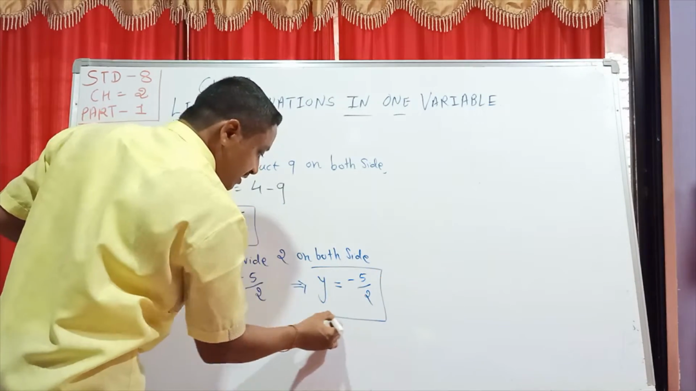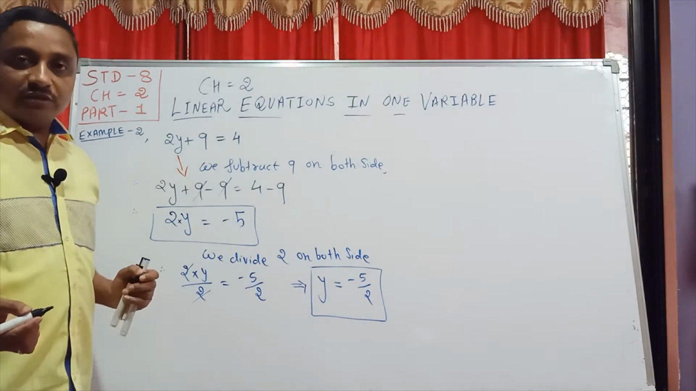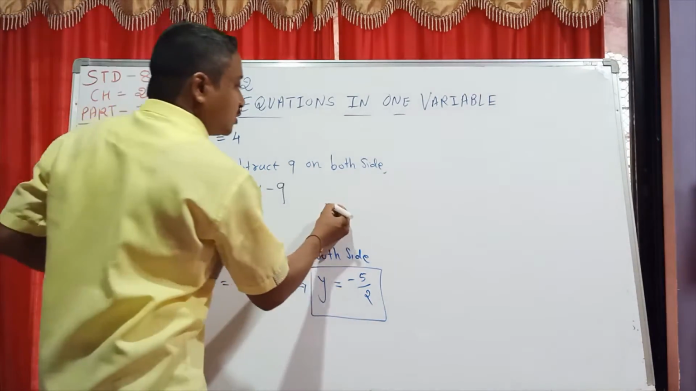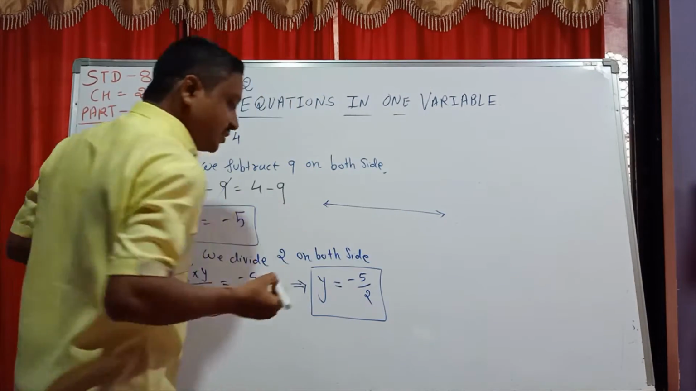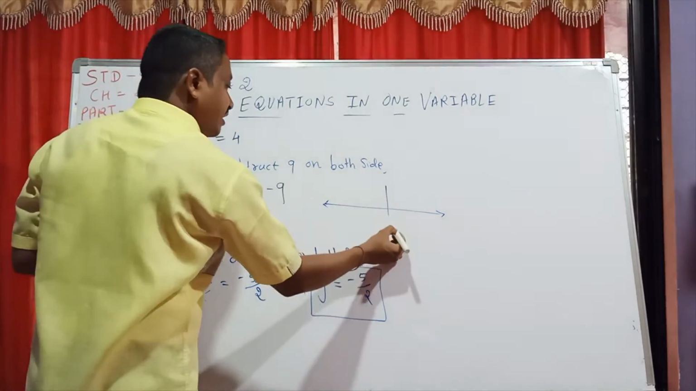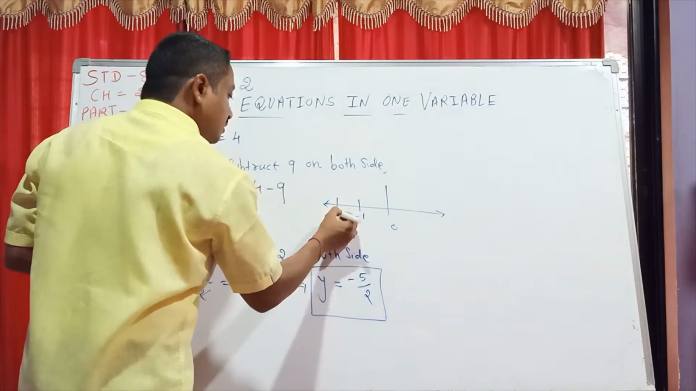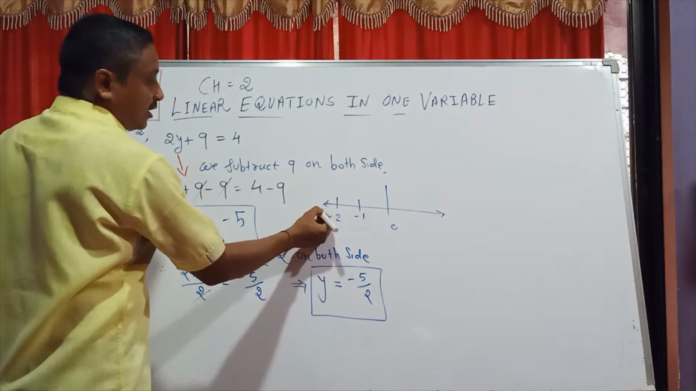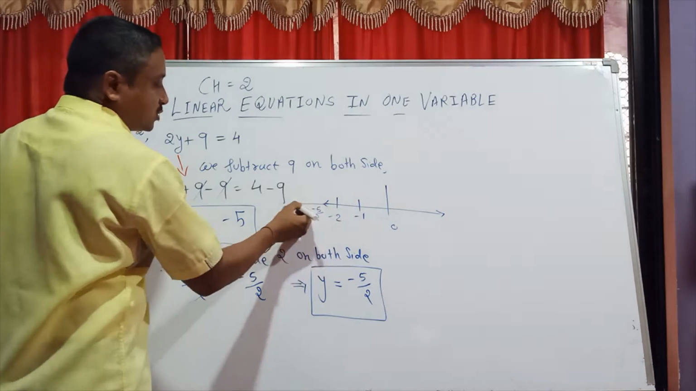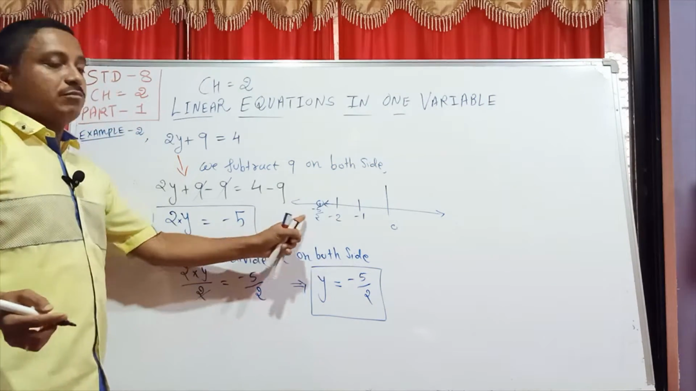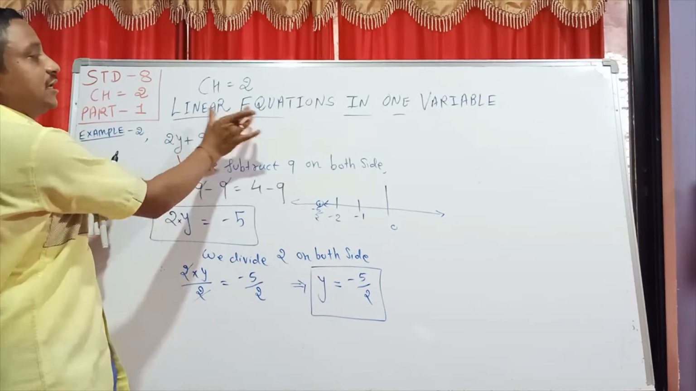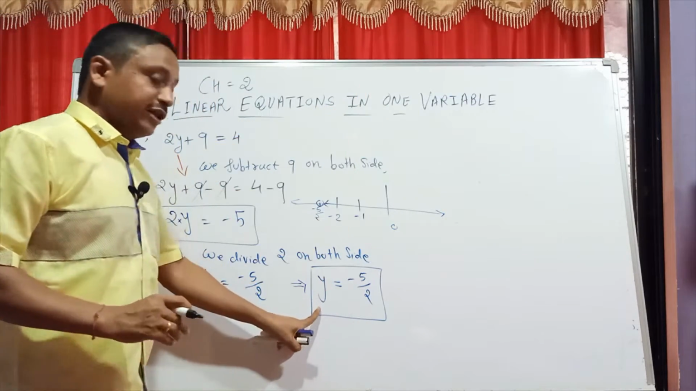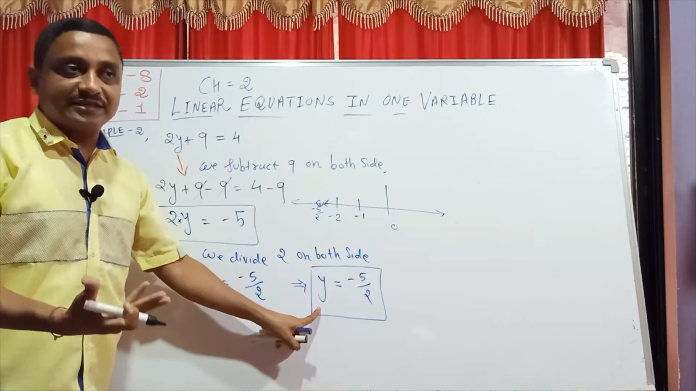Look at that, students. Here it is one variable, and this one variable always lies on the number line. You know the number line, students? Minus 5 by 2 is just like here 0, this minus 1, this minus 2. It is minus 2 and 2.5. It means your answer, minus 5 by 2, lies on the number line. And your chapter, called linear equation in one variable, is always number line related, with only one variable, y, either x, either z, any.